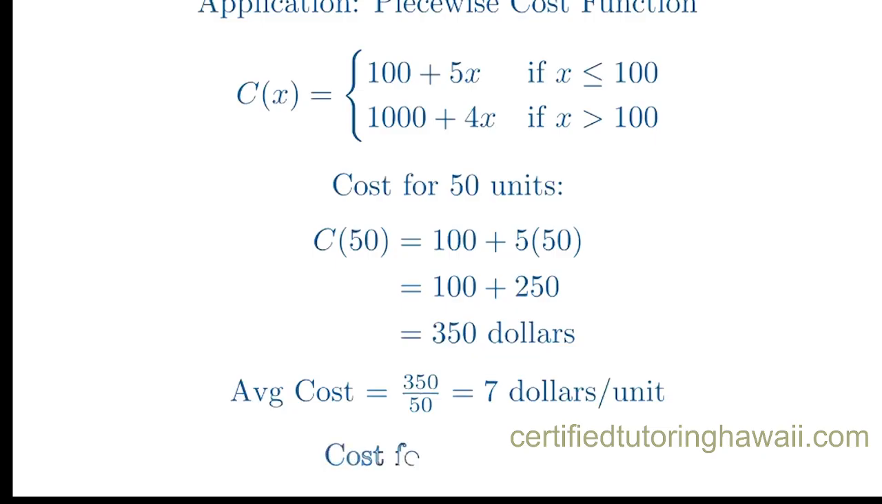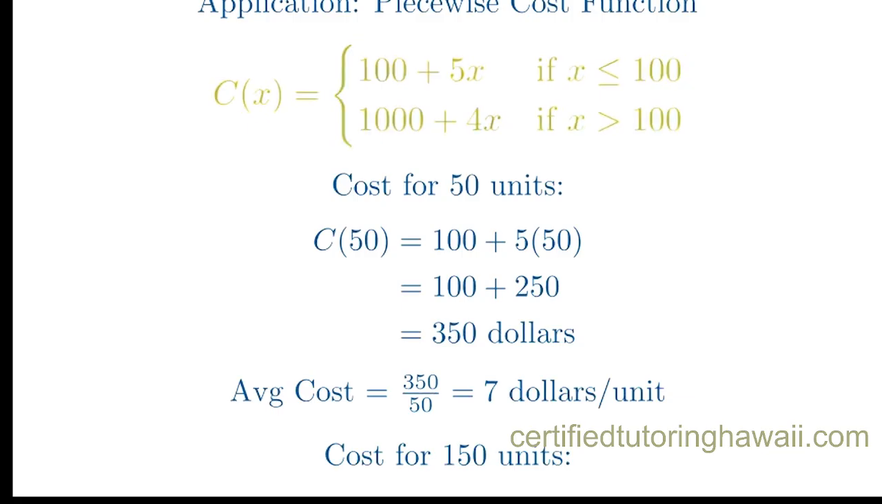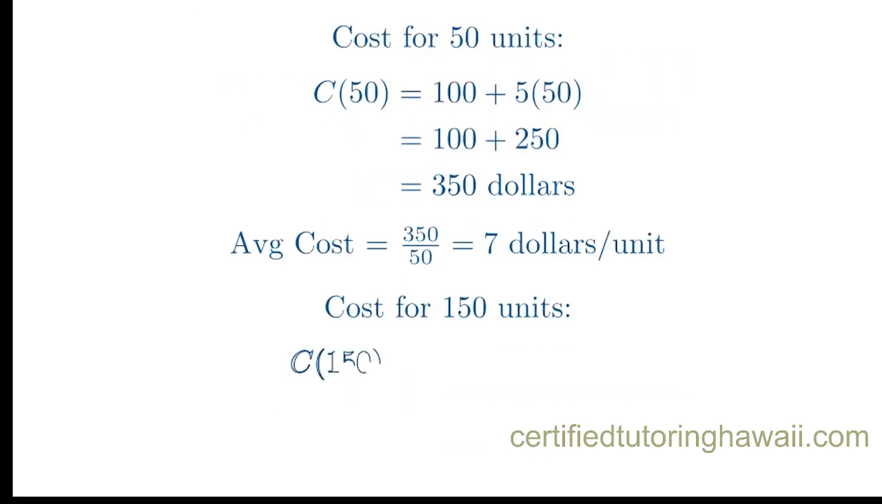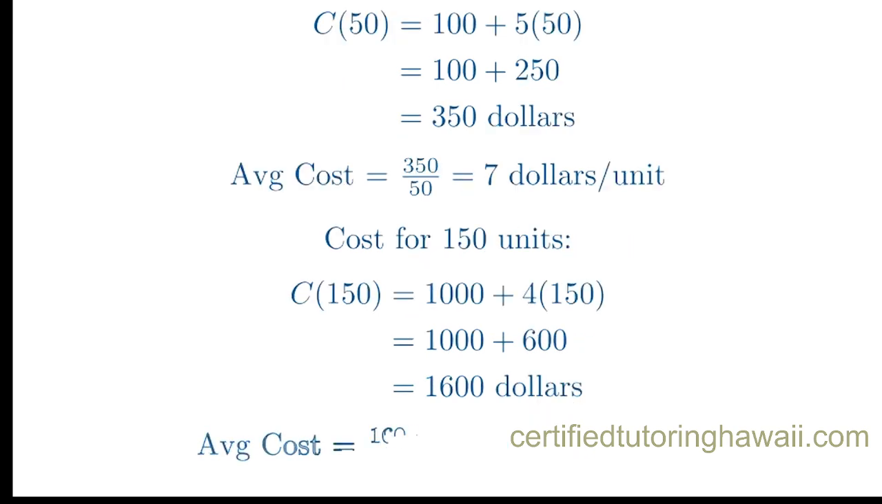Now let's find the cost for 150 units. Since 150 is greater than 100, we use the bottom piece. C of 150 equals 1,000 plus 4 times 150, which is $1,600. The average cost per unit is 1,600 divided by 150, which is approximately $10.67 per unit. Why is the average cost higher for 150 units despite the discount on later units? It's because the fixed cost component for the higher volume is significantly greater. This shows how important it is to analyze the full model when making business decisions.